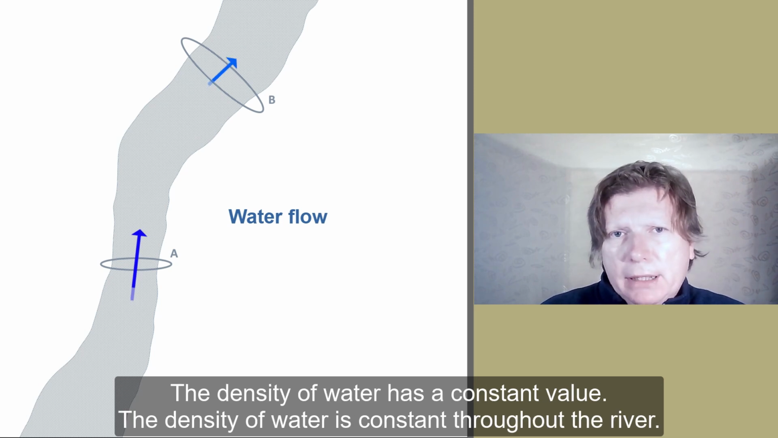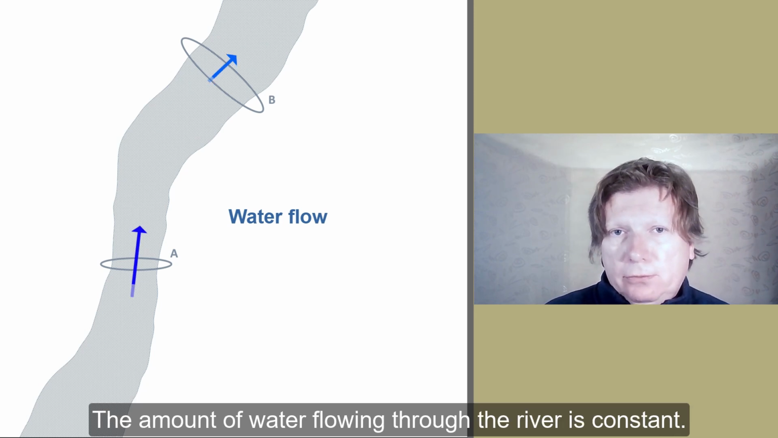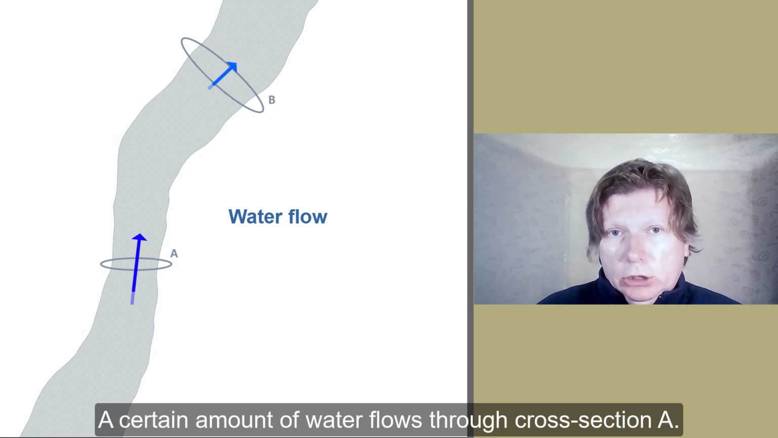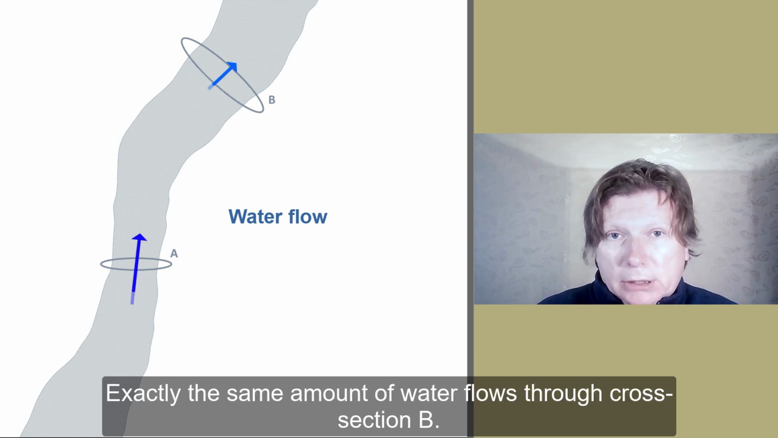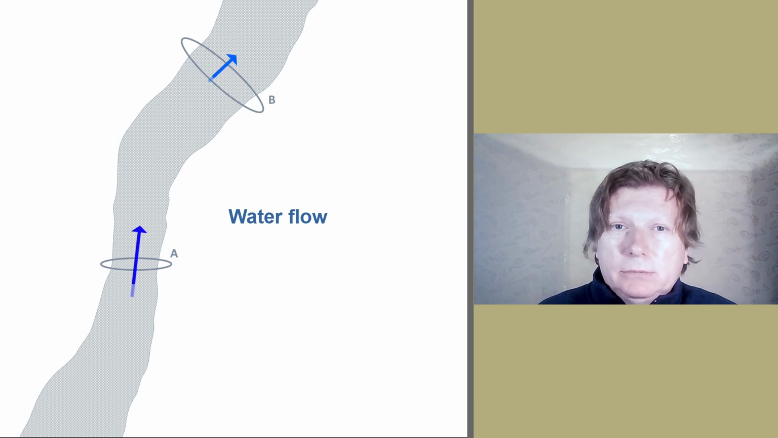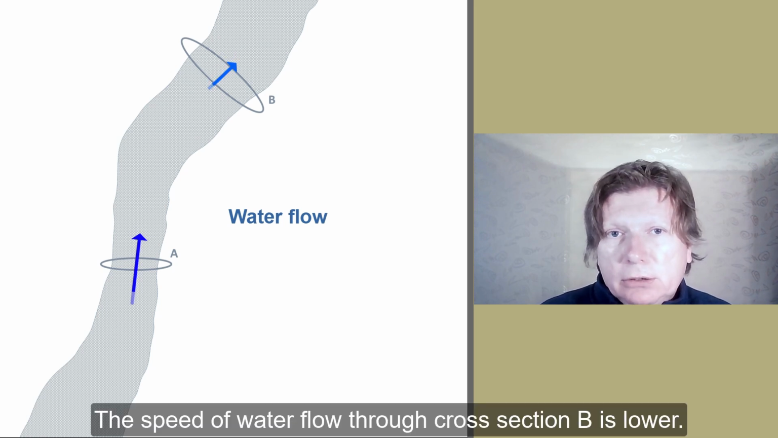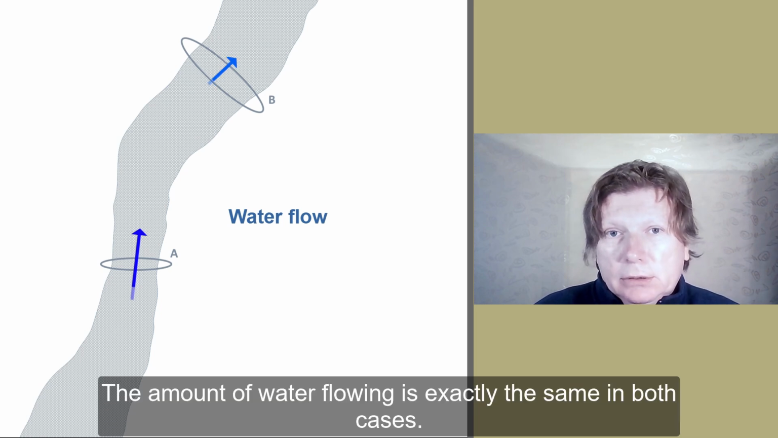The density of water is constant throughout the river. The amount of water flowing through the river is constant. A certain amount of water flows through cross-section A. Exactly the same amount of water flows through cross-section B. Some parameter has to change. It is the water flow rate. The speed of water flow through cross-section B is lower. The speed of water flow through cross-section A is greater. The amount of water flowing is exactly the same in both cases.